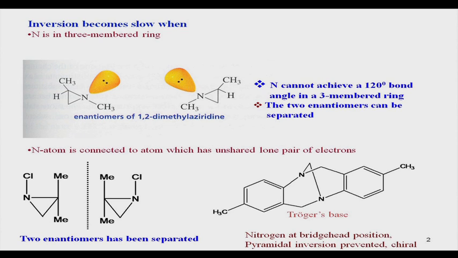So, Troger's base, if they are properly substituted, become chiral molecules. Okay. That is a classical, I think the first, nitrogen compounds which were isolated as chiral compounds. Okay.